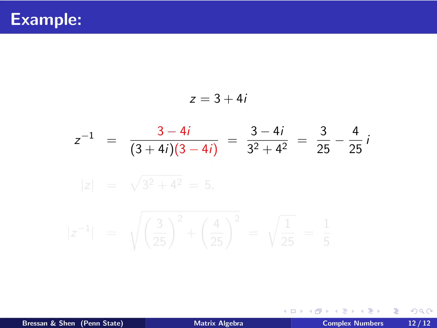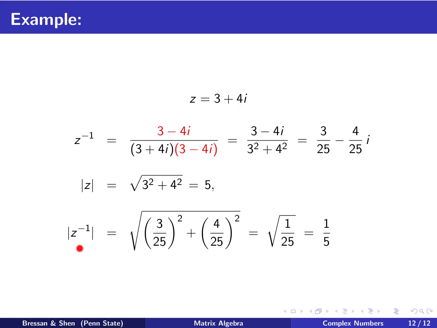A quick example. Let's take the number z as 3 plus 4i. Let's find its inverse. We multiply both the numerator and denominator with the complex conjugate, 3 minus 4i. The denominator becomes 3 square plus 4 square, which is 25. So the real part is 3 over 25, and the imaginary part is -4 over 25. We can compute the modulus of z, which is the square root of 3 square plus 4 square, the square root of 25, which is 5.